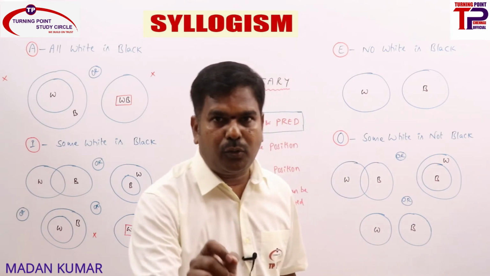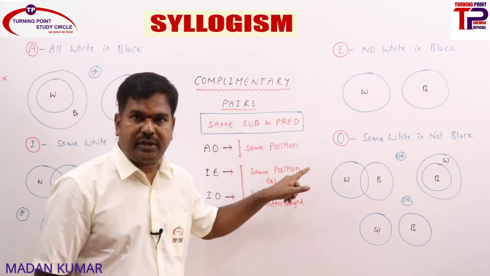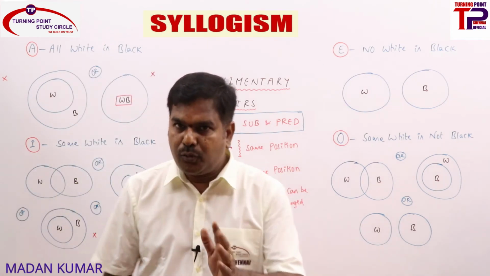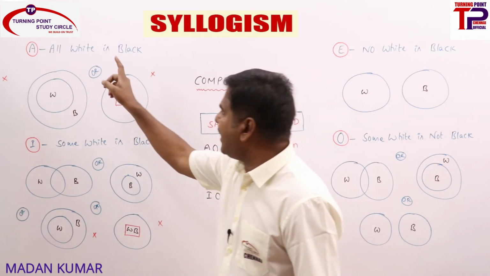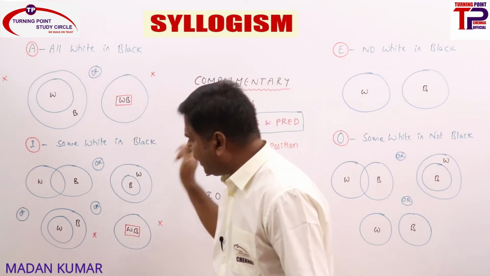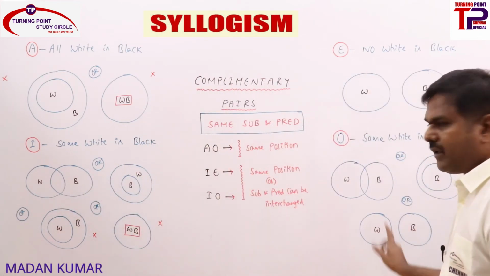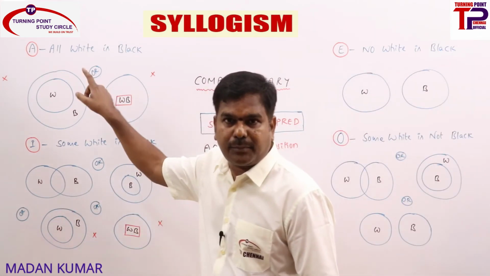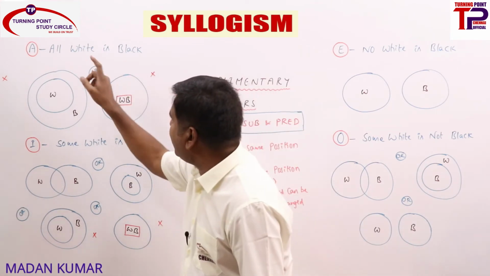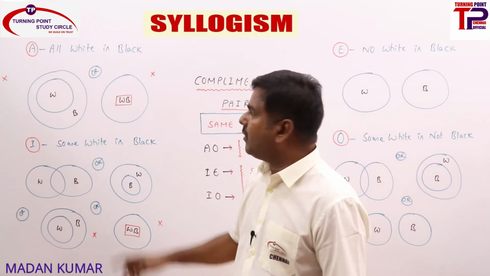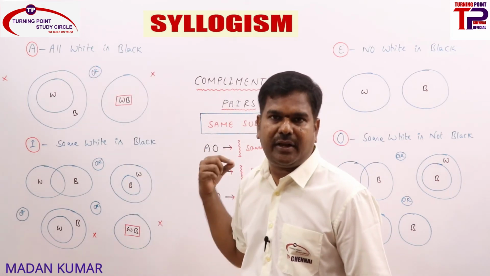Now I need to remind you, here I told AO pair with the same position, right? With the same position. You check it here, all white is black, right? All white is black. When I say that some white is not black, that is true here, here, here, here, here, here. So if I interchange subject and predicate, see that whether that O is right or wrong. If you interchange subject and predicate, or if you take O reverse, we need to check whether it is true or wrong.